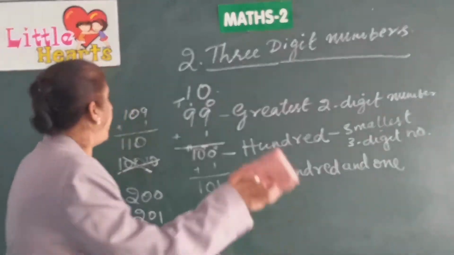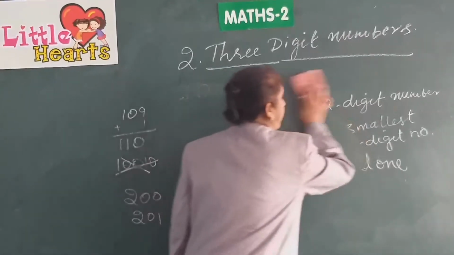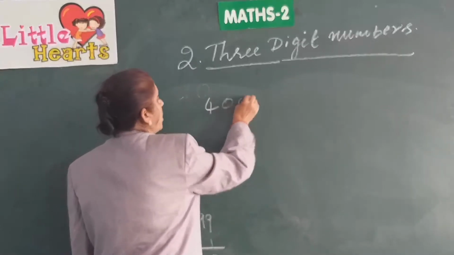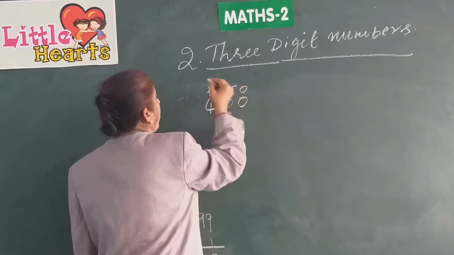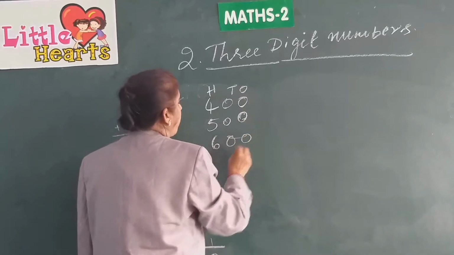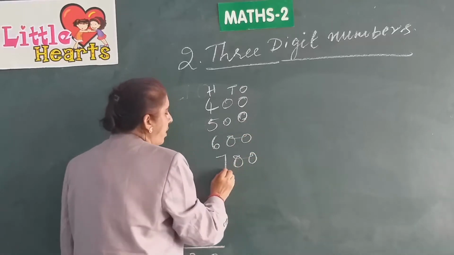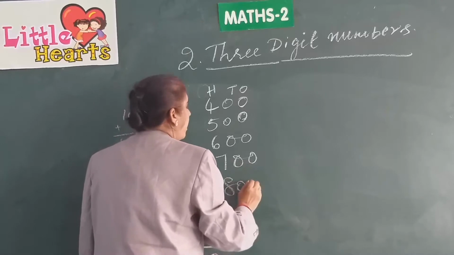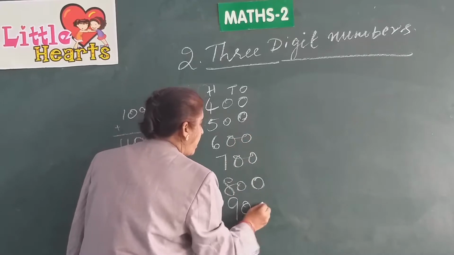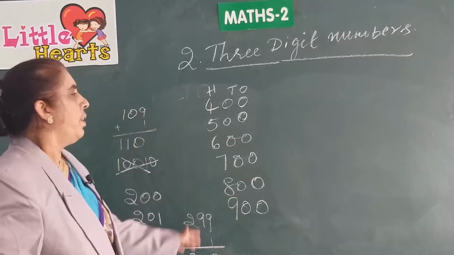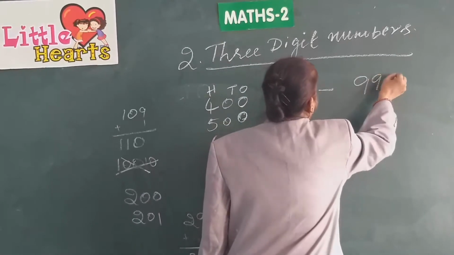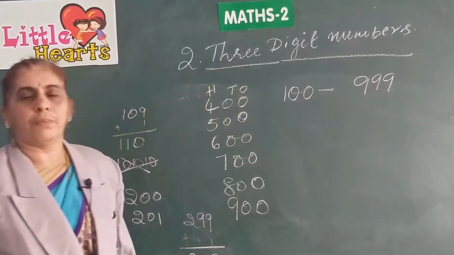When there is 4 in the hundreds place, we read it as 400. 5 in the hundreds place, 500. 6 in the hundreds place, 600. 7 in the hundreds place, 700. 8 in the hundreds place, 800. 9 in the hundreds place, 900. In this way, you can write the numbers from 100 to 999 very easily according to the places.